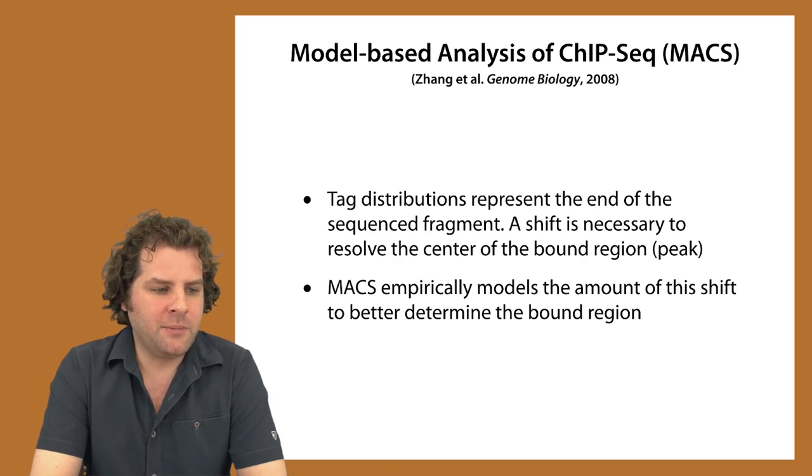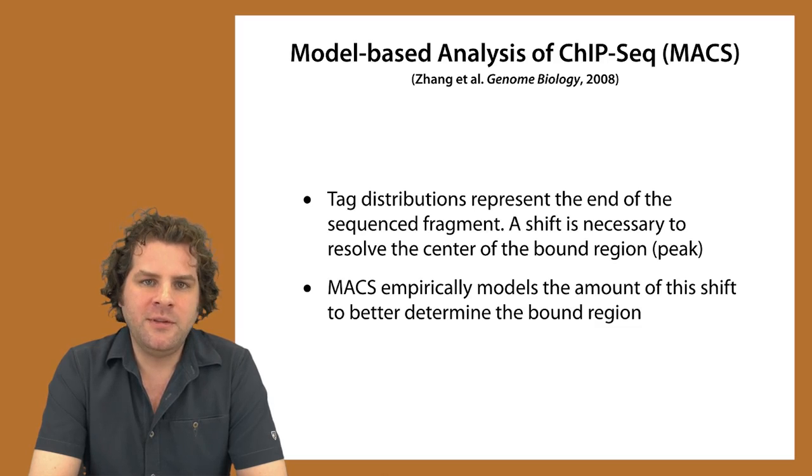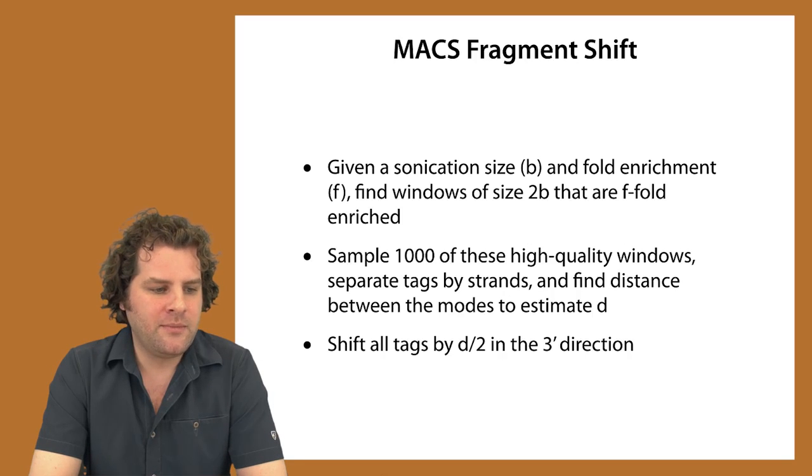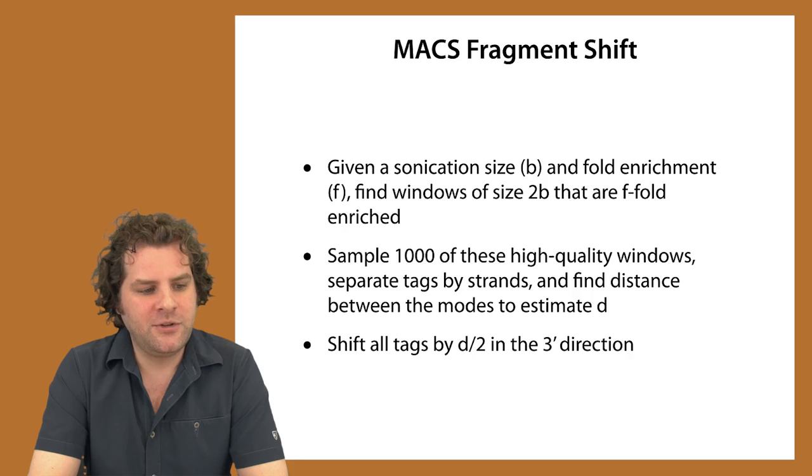So model-based analysis of ChIP-seq, or MACS, is a widely used tool for doing what's called peak calling for ChIP-seq data. And it's going to, from the mapped sequence data, try and estimate how far it needs to shift the mapped reads to identify the boundaries of the region that's actually being bound by the protein. And so it works by sampling a number of high-quality windows. These are regions of the genome that appear to be enriched for the data and then enriched for binding. And then using those regions, it's going to estimate the shift amount.